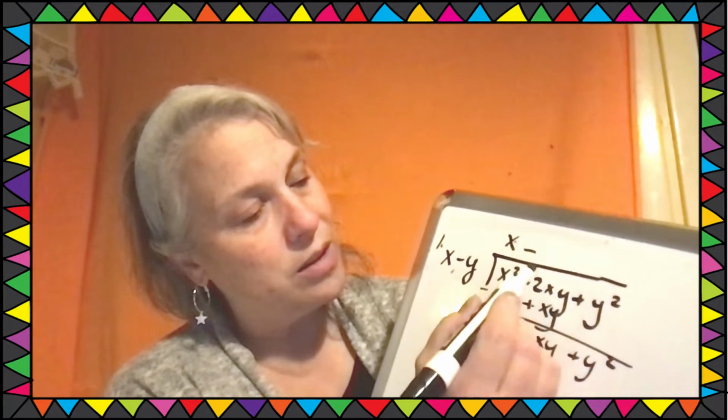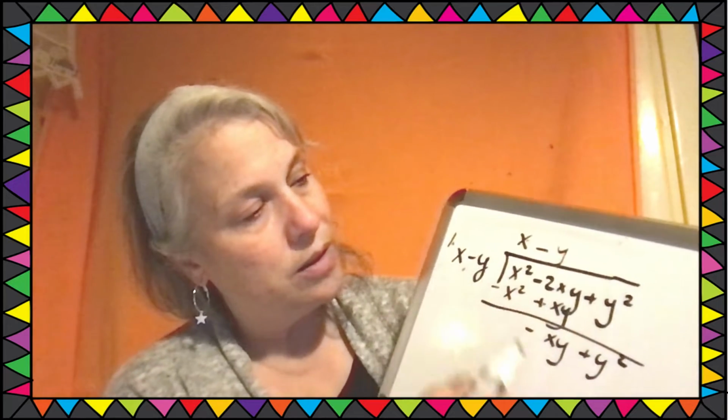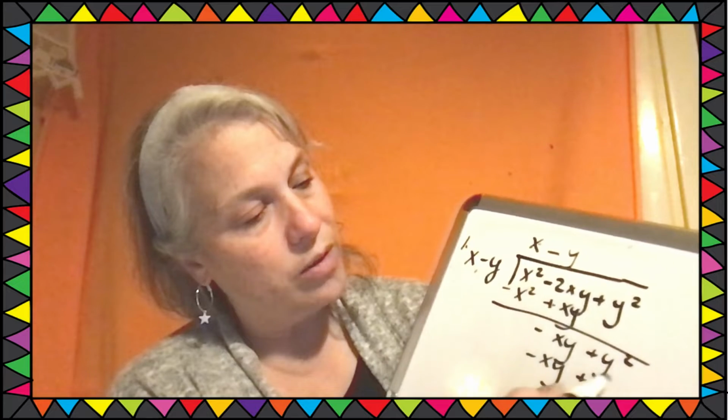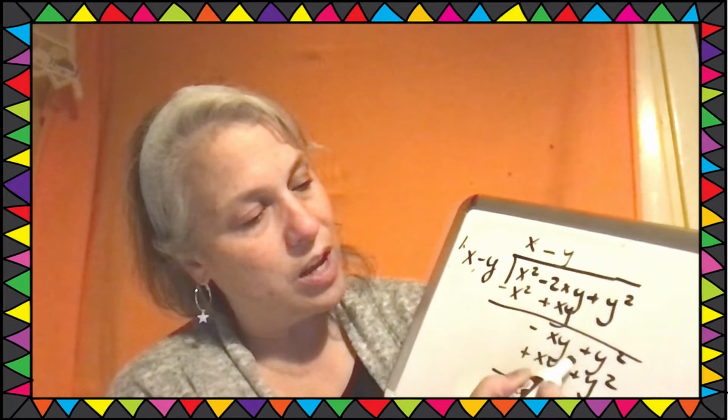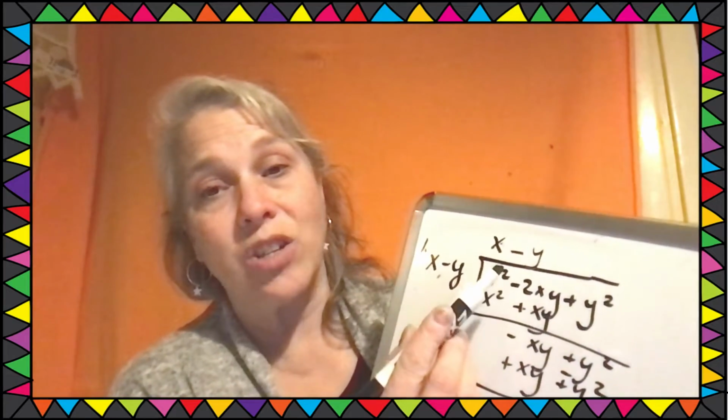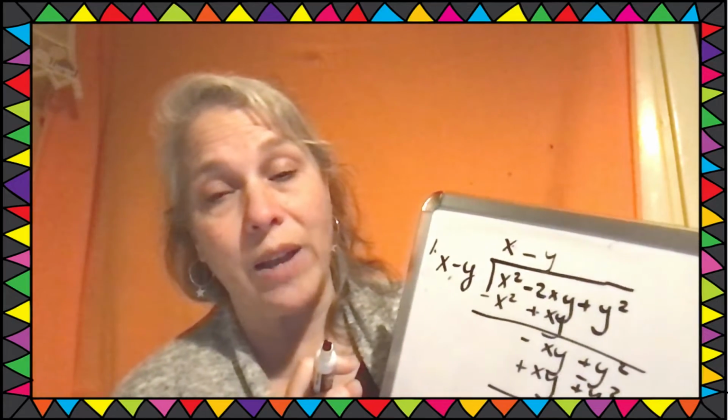So it would be minus y. So minus xy plus y squared. Now I'm going to change the signs, and it cancels. Everything cancels to 0. So my answer is x minus y.